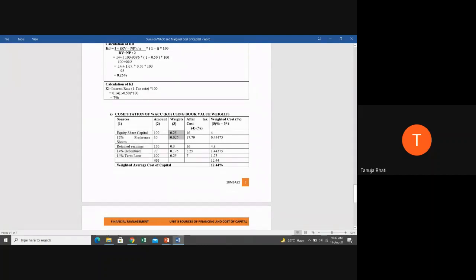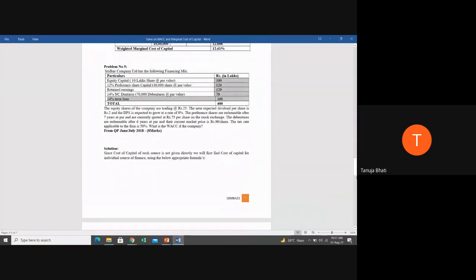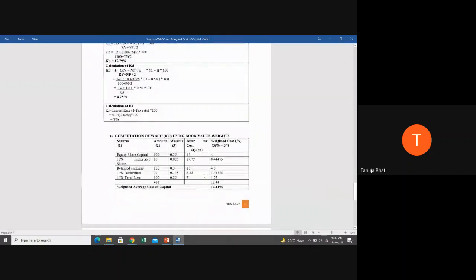Now can anyone tell me how are we deriving the weights here? What is the meaning of weights? See, these figures we have directly taken from the problem. Now, can anyone tell me how did we arrive at the weights? First one, 100 divided by 400. What is the meaning of weights? Cost of different sources. What is the meaning of weights?